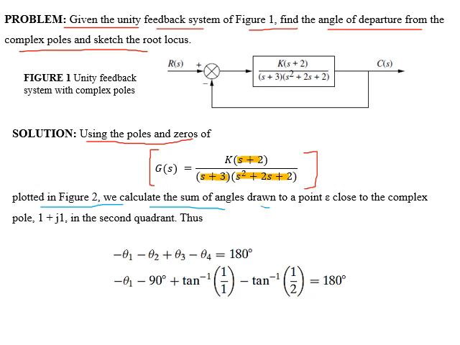Now to calculate the angle of departure, we will assume a point epsilon which is close to the complex pole minus 1 plus j1 in the second quadrant. And it is also assumed that the point epsilon is a part of the root locus, so it must fulfill the angle criteria.